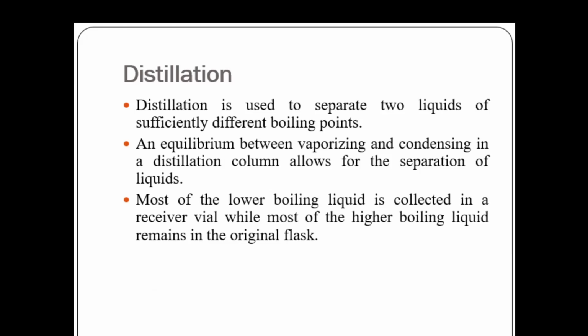Most of the lower boiling liquid is collected in a receiver. After condensing, the vapor will be liquefied, and then you can collect it in the receiver. This apparatus is called a receiver, one type of RB or other glassware, on which you can collect the individual components, while most of the higher boiling liquids remain in the original product. The higher boiling liquid remains in the initial flask, the mixture of components you are going to separate. So it is the basics of distillation.